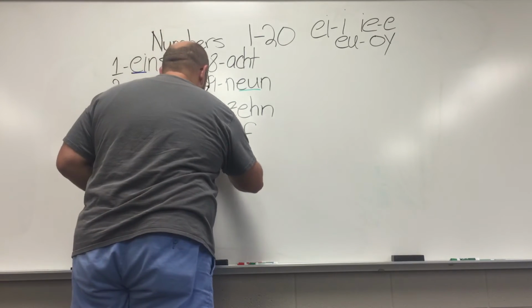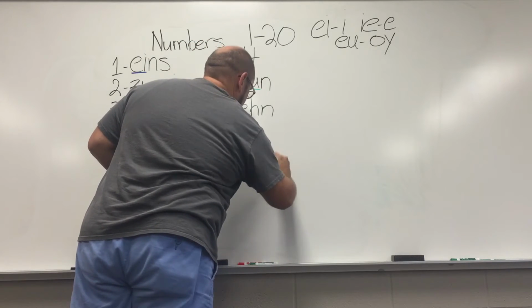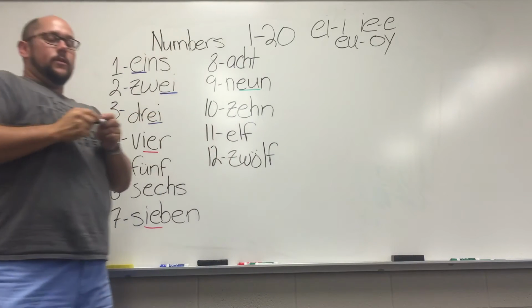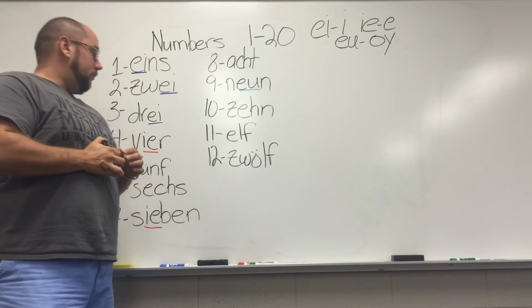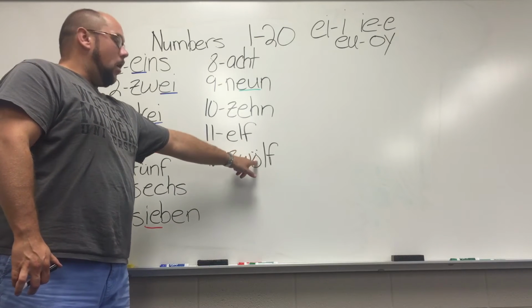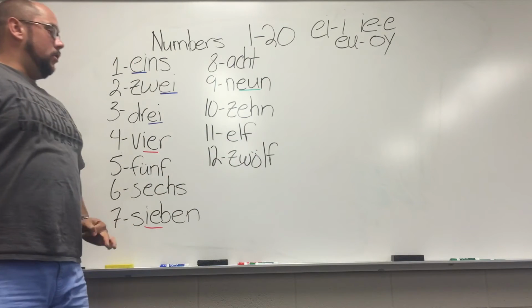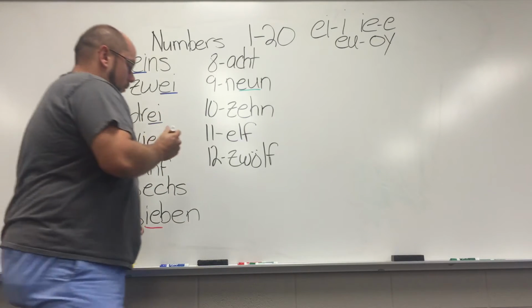Okay? Number 12. Zwölf. Zwölf is our word for 12. Again, one of our letters with the umlauts, this time an O, makes the U sound, zwölf. 13.